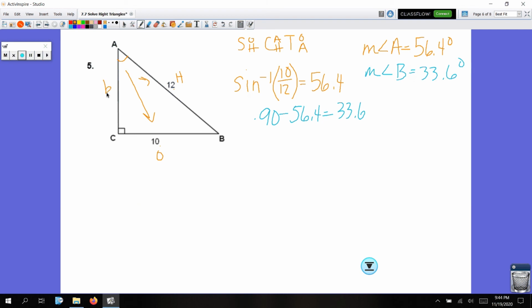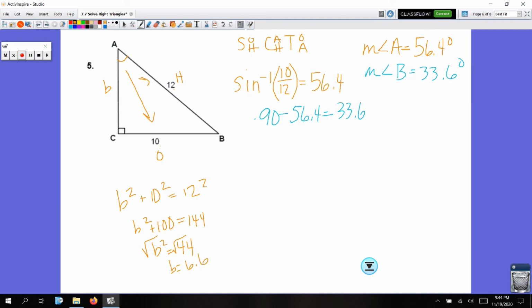We're looking for b. So we can use the Pythagorean theorem again, right? b squared plus 10 squared equals 12 squared. So b squared plus 100 equals 144. b squared equals 44. Let's just keep going with round to the nearest tenth because that's nice. I know you guys like taking a break from those radicals. So square root of 44 is approximately 6.6. So b equals 6.6.